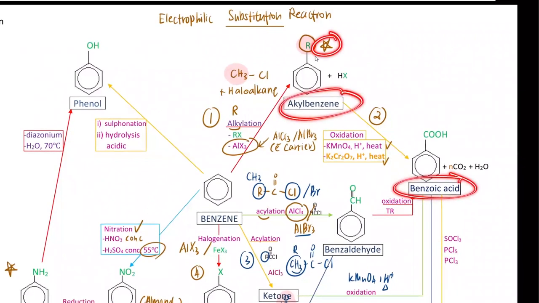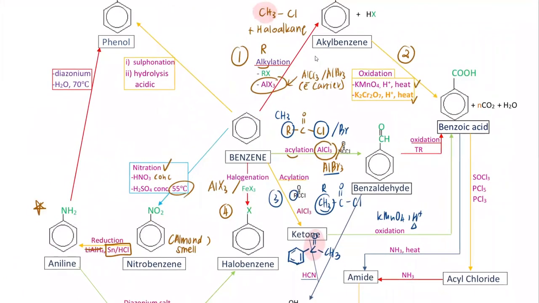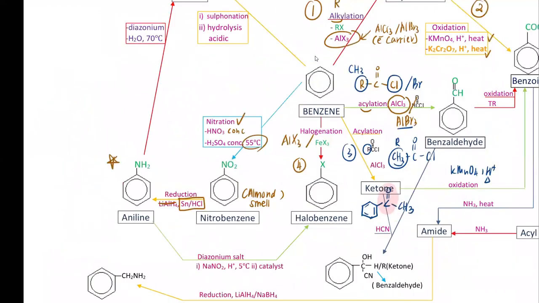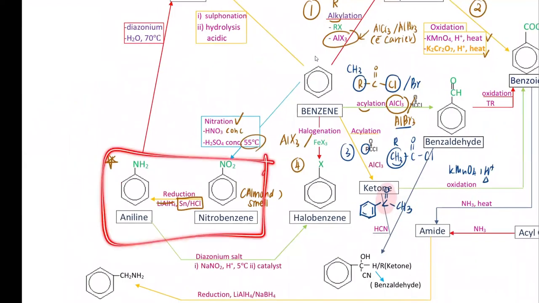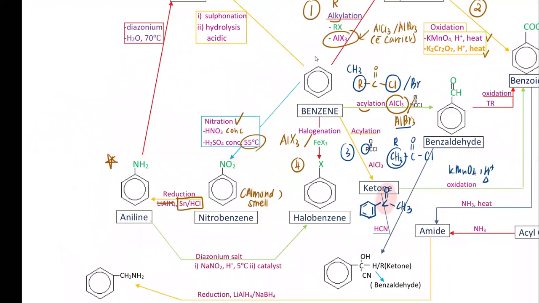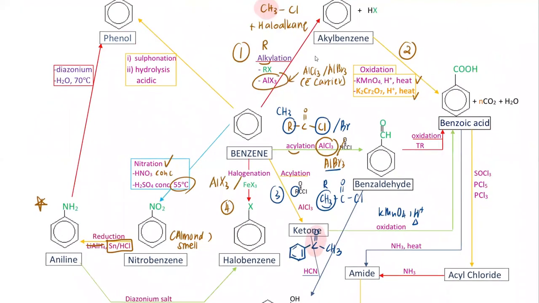Please remember these mechanisms. Please put a star on these conversions, and also on this one, the reduction of nitrobenzene to aniline. Put a star on these two reactions, because later we are going to study electron groups in benzene, electron donating and electron withdrawing. These two conversions will change the group either from electron donating to electron withdrawing, or from electron withdrawing to electron donating. So you have to mark these two reactions together.